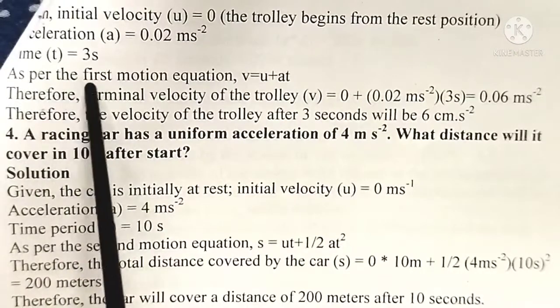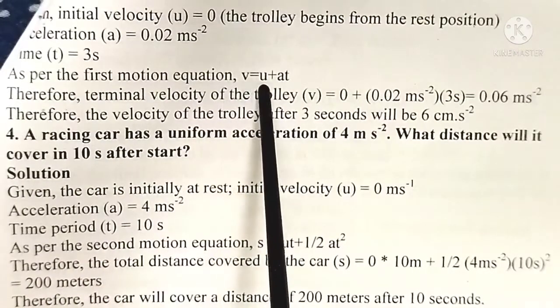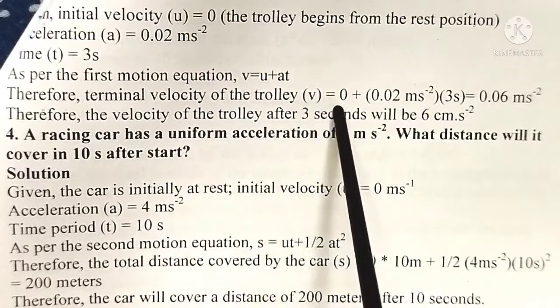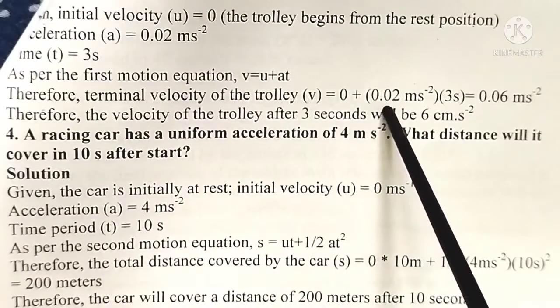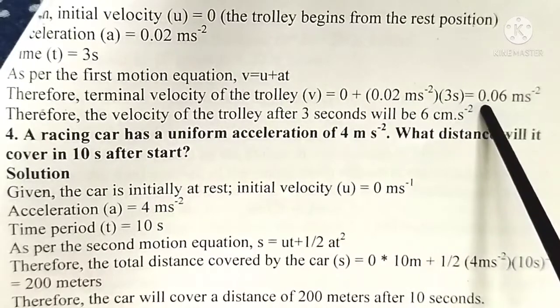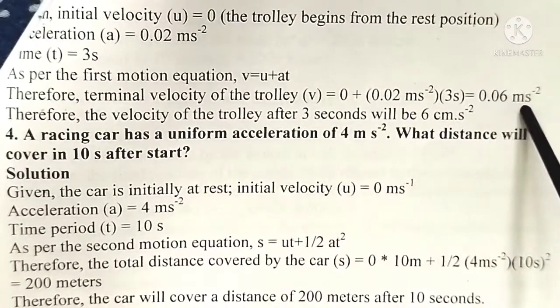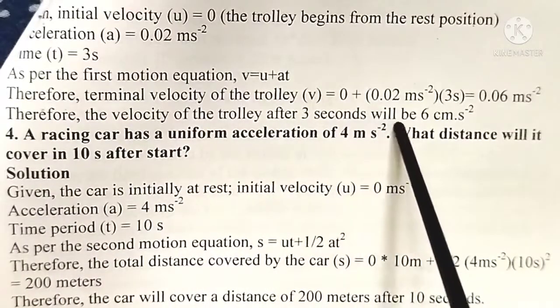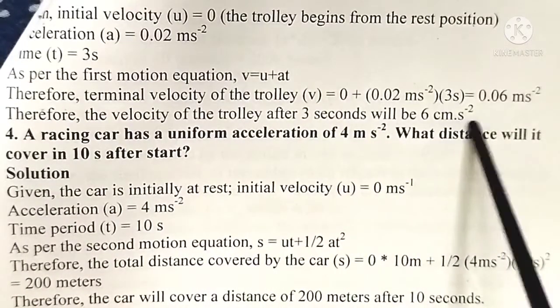As per the first motion equation, v is equal to u plus at. Therefore, terminal velocity of the trolley v is equal to 0 plus 0.02 meter per second square into 3 s, that is equal to 0.06 meter per second. Therefore, the velocity of the trolley after 3 seconds will be 6 centimeter per second.